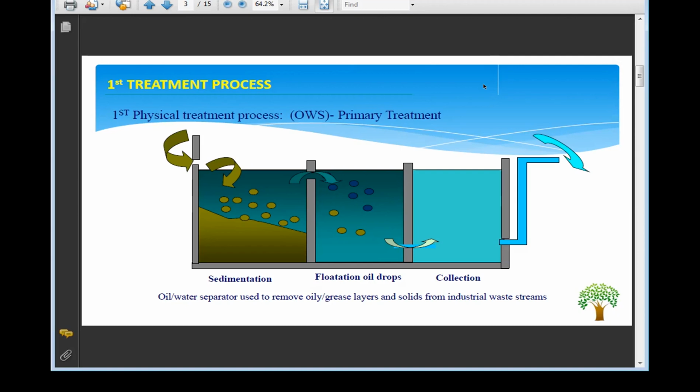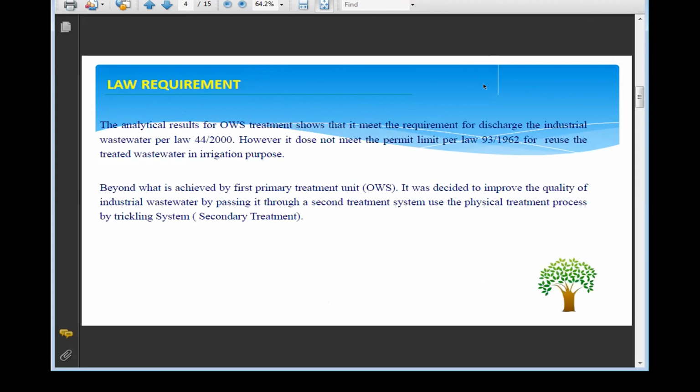We found from the analytical results that the characterization of the wastewater out of the oil water separator shows a big improvement in the parameters. It is compliant with environmental law for discharge, but it still does not meet the requirement to reuse it in irrigation. So what we achieved beyond the oil-water separator in the first stage was good, but we need to continue to improve the quality of the wastewater by a trickling system.